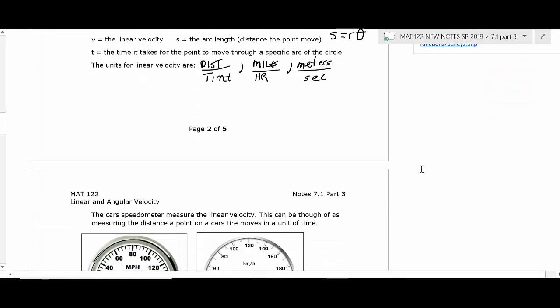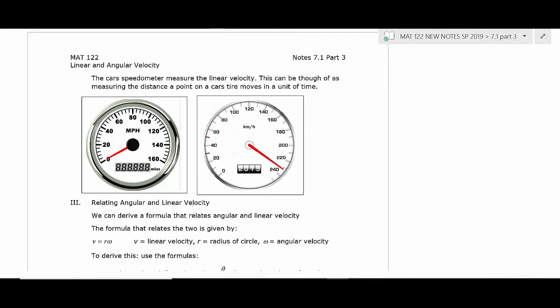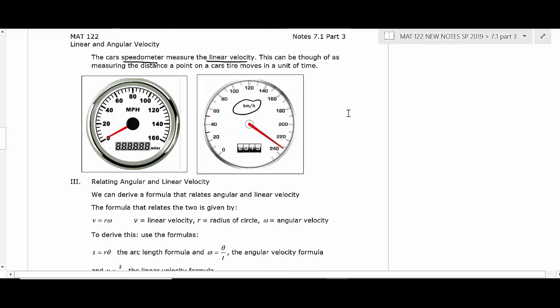Okay, so that's the idea. Let's go to the next page. And on this next page, the car's speedometer is what measures linear velocity. So in miles per hour, your speedometer in your car is really measuring the distance a point on the car's tire moves in a unit of time. So you can think of that applet I showed you a minute ago, that red dot would be like a point on the tire, and it's how far it goes in a unit of time. So that's what the speedometer is doing. Also, kilometers per hour for the metric system would be a linear velocity also.